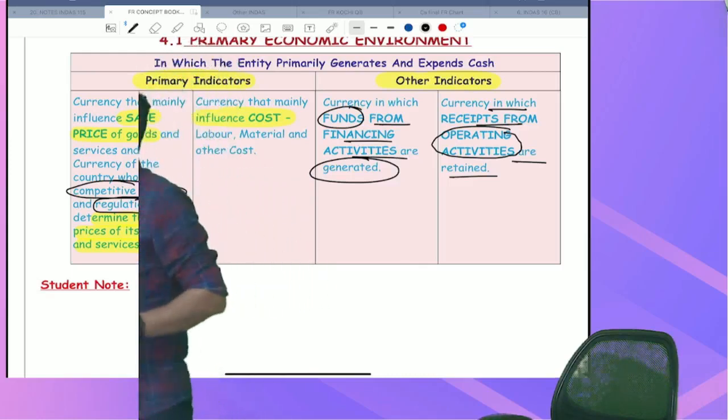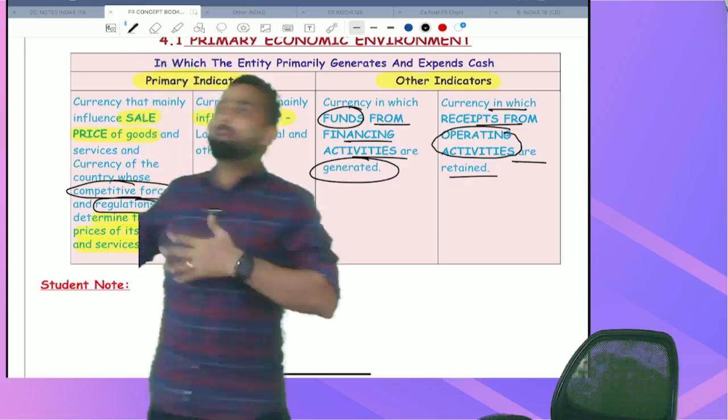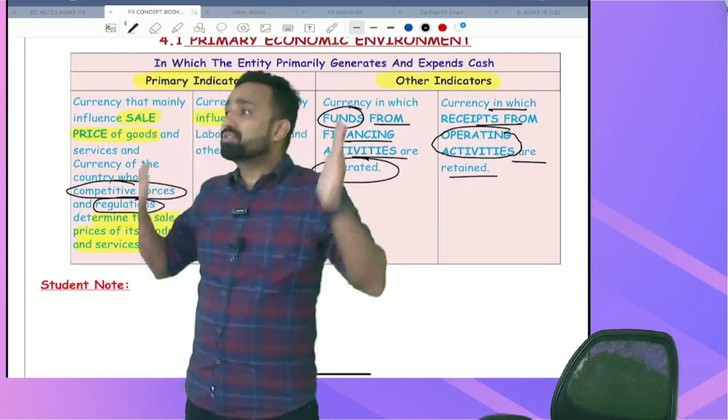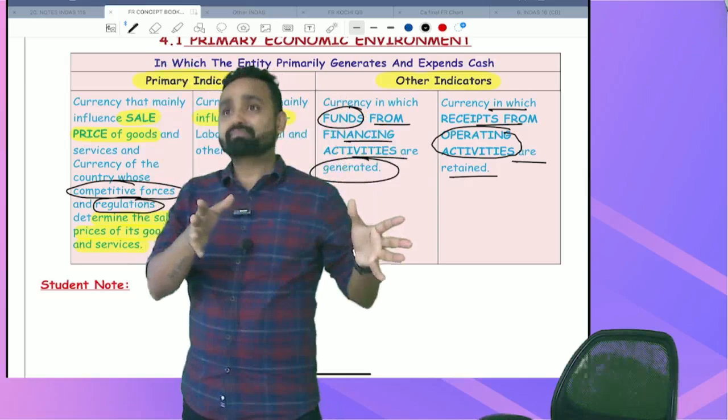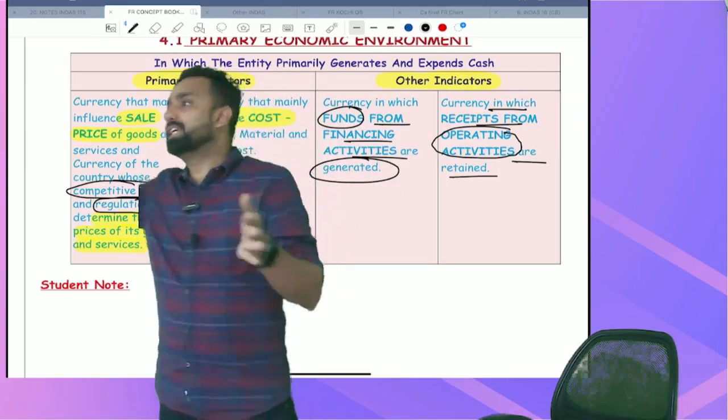Guys, are you understanding or not? So these are the indicators. Now I am not saying to apply any one of them. I am saying first of all rely on the first two. If you are getting confused, then go to the borrowing one or the retention part.